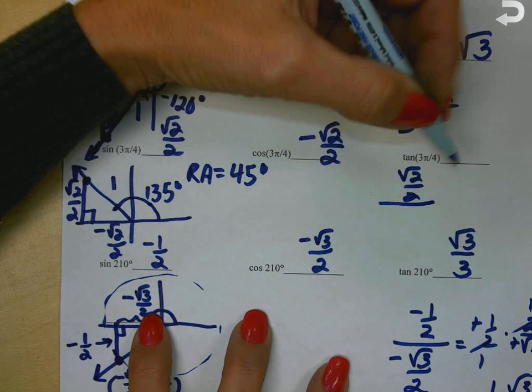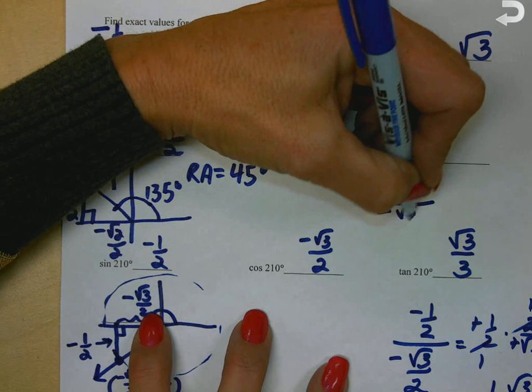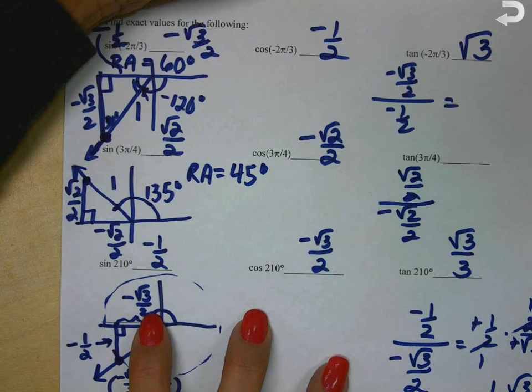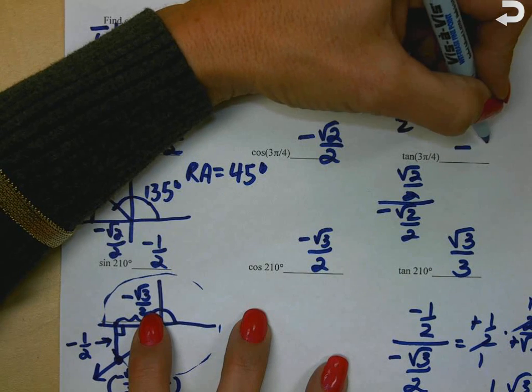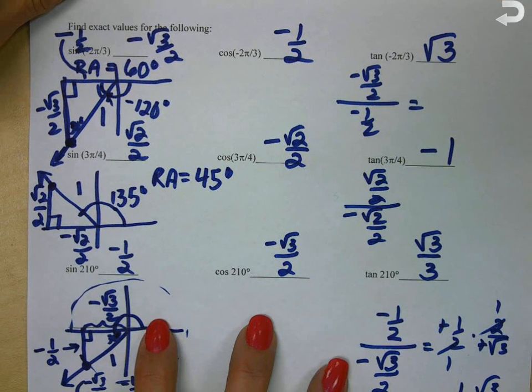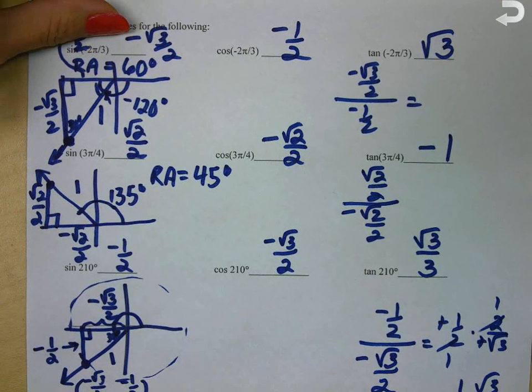And we can see what's going to happen with the tangent. We're going to be taking, once again, the y-coordinate, square root of 2/2, and dividing it by its opposite, negative square root of 2/2. And the ratio of those two is going to end up being negative 1. So now it's time to do some practice.